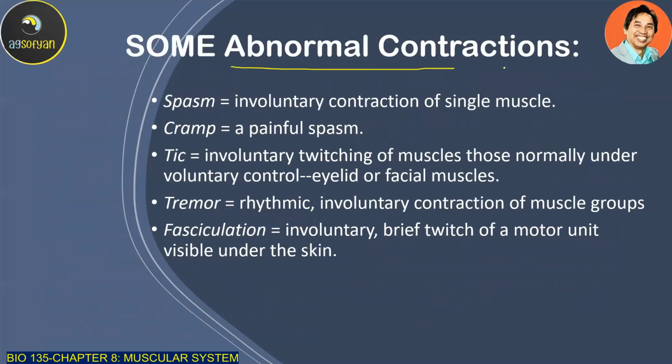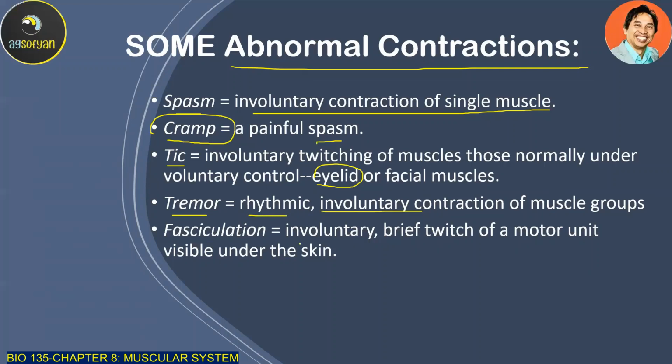There are also some abnormal contractions. Sometimes we feel a spasm, an involuntary contraction of a single muscle, boom. Cramp is a really painful spasm. Tic is involuntary twitching. Sometimes our eyelid just twitches, that is called a tic. Tremor is a rhythmic involuntary contraction of a muscle group. Fasciculation is an involuntary brief twitch of a motor unit that is sometimes visible under the skin.